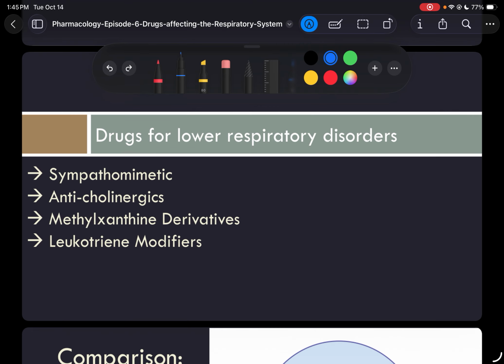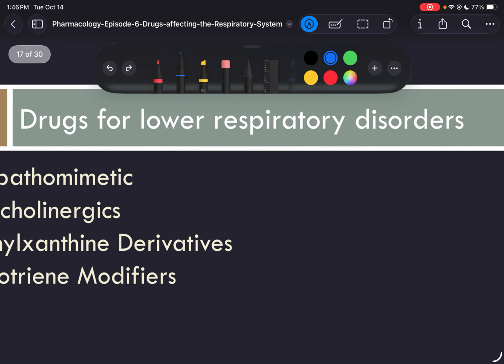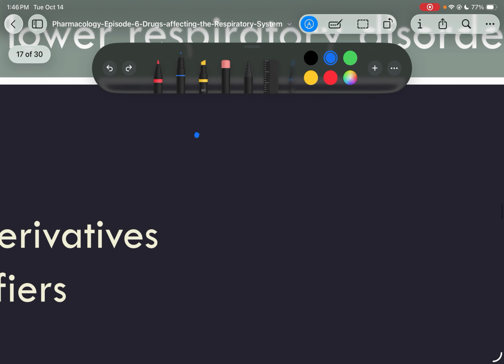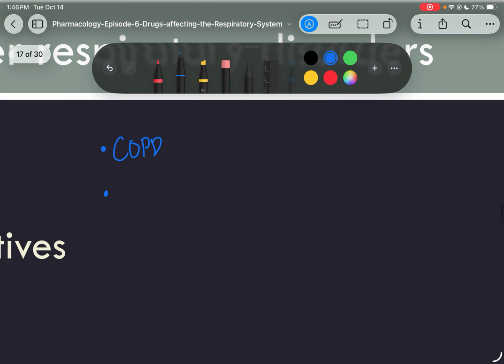And we will now discuss our drugs for the lower respiratory disorders. Similar to what I told you before, I will use specific conditions that will exemplify why these drug classifications are needed. These drugs are primarily used to treat what we call COPD, and here's the catch, asthma.